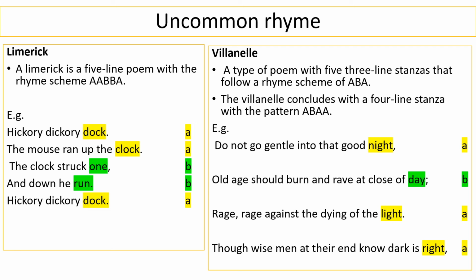Let's have a look at a very famous poem. Do not go gentle into that good night. Do not go gentle into that good night. Old age should burn and rave at close of day. Rage, rage against the dying of light. Though wise men at their end know dark is right. You will see that night, light, and right all got A because they rhyme, and day got B.